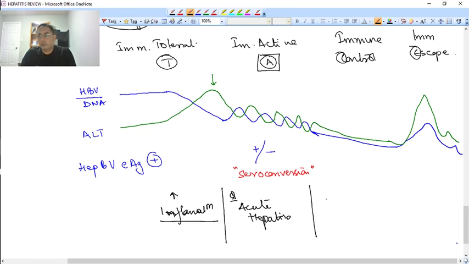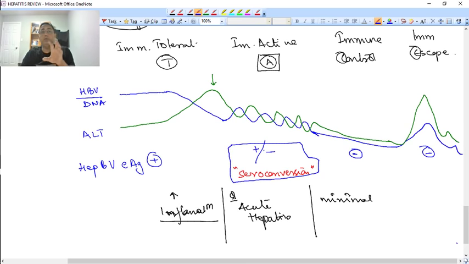Again, in immune control, there is minimal infection. Hepatitis E antigen is again negative all through the time. And that's an important MCQ. Please remember that seroconversion would happen in immune active phase. Minimal infection can be seen in the liver histology.